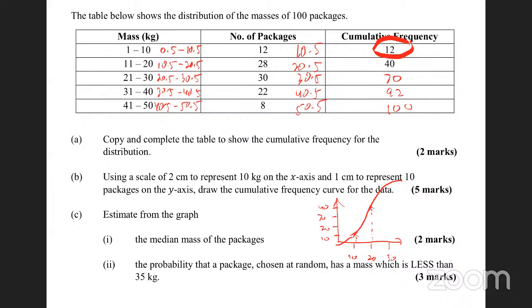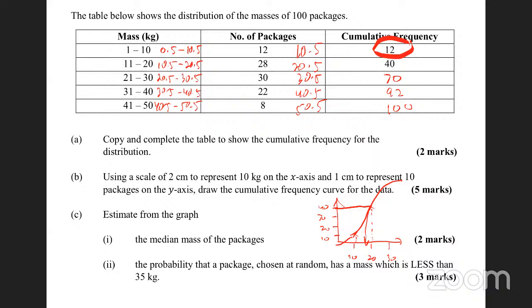So the median is where? 50. So you have to read off at 50, right? So go on your graph, start at 50, go across, come down. Tell me what you get. Start at 50 on the Y. Use your ruler, go across to the graph. When it touches the curve, come back down onto the x-axis. And tell me what you get.